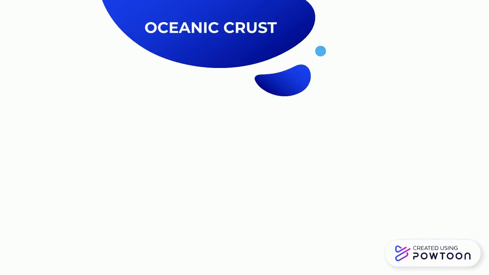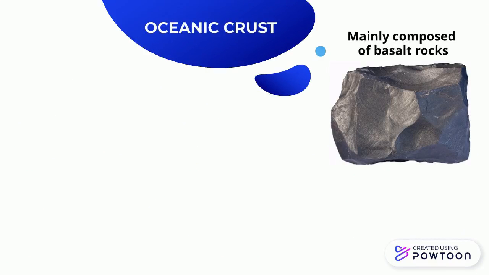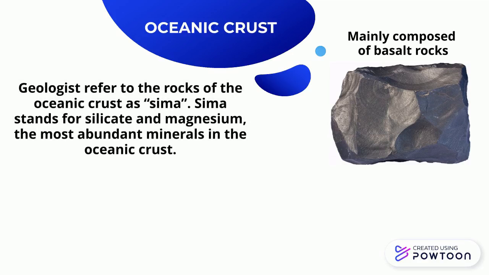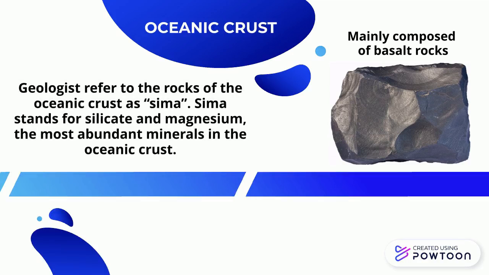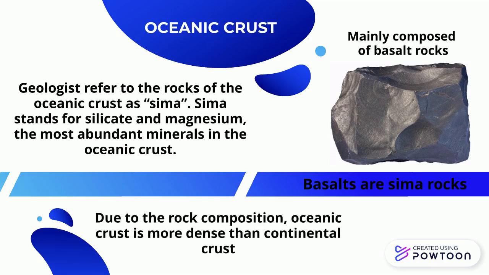Oceanic crust is mainly composed of basalt rocks. Geologists refer to the rocks of the oceanic crust as SEMA. SEMA stands for silicate and magnesium, the most abundant minerals in the oceanic crust. Basalts are SEMA rocks. Due to the rock composition, oceanic crust is more dense than continental crust.